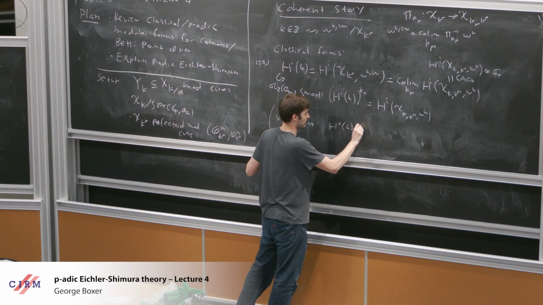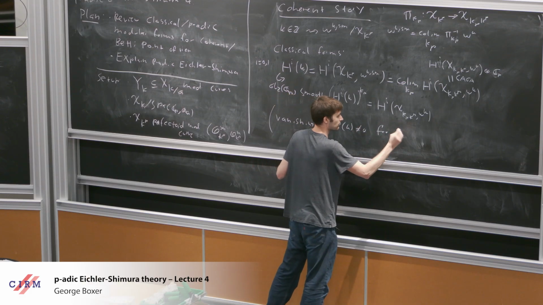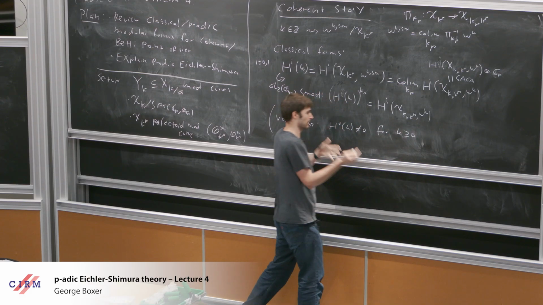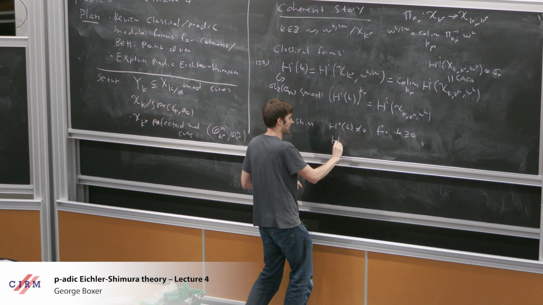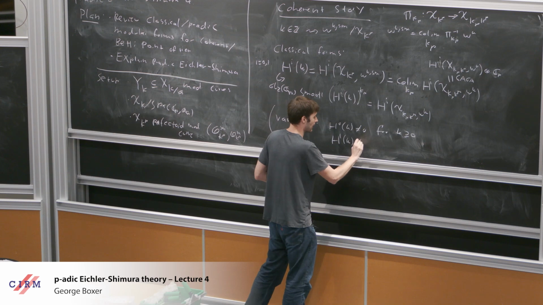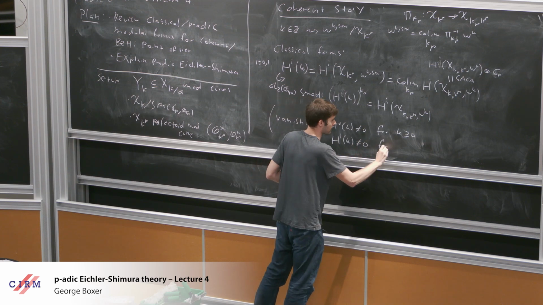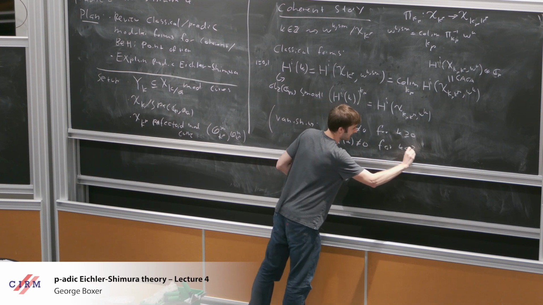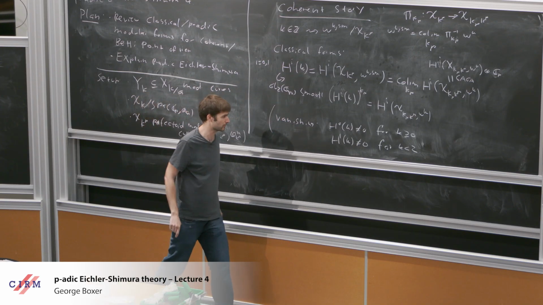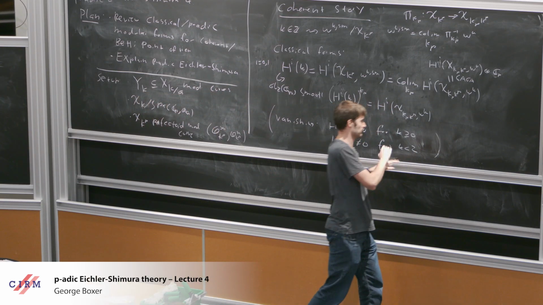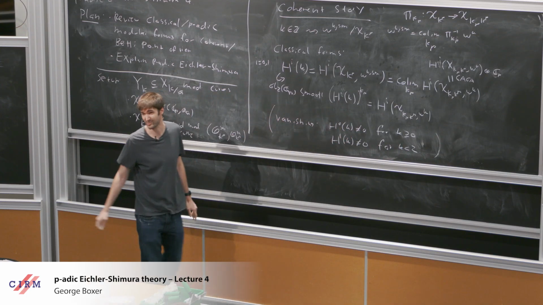H0 of omega^k is only non-zero for k bigger than or equal to 0. There are no negative weight modular forms. And similarly, if you use Serre duality, this is only going to be non-zero for k less than 2. It's a bit asymmetric because Serre duality introduces the cuspidal sheaf. Okay, so for most values of k, only one of these spaces is non-zero.